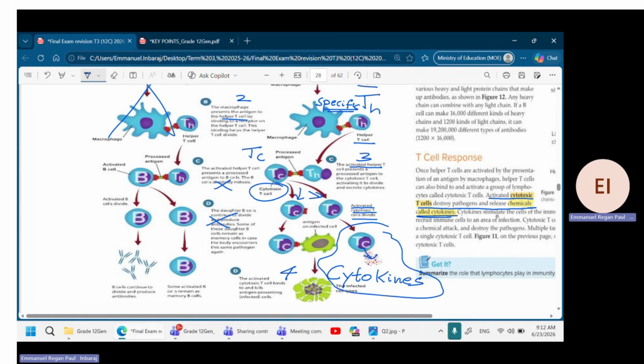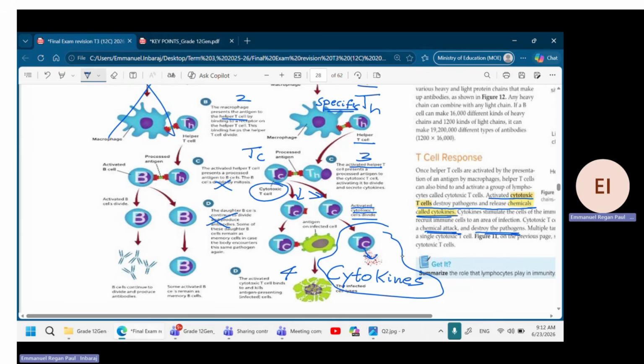So what is the role of cytokines? Cytokines are a chemical attack. They release a chemical called cytokines, and the cytokines will destroy the pathogens. Okay, so keep this in your mind. This is very, very important.